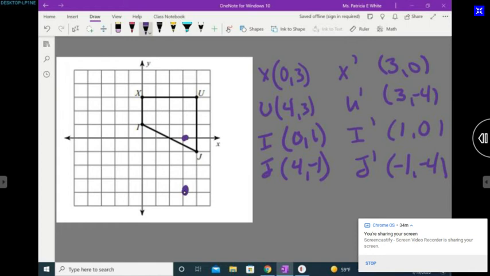My slanted line is on the bottom, right? It's turning. Should my slanted line be on the bottom when I get done? No. Should be on the side. 1, 0. And -1, -4.